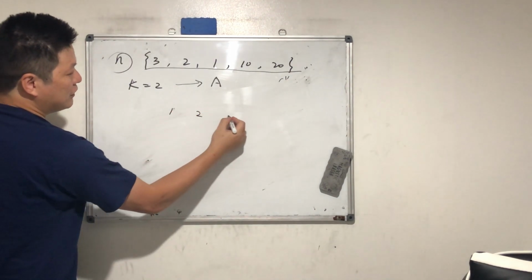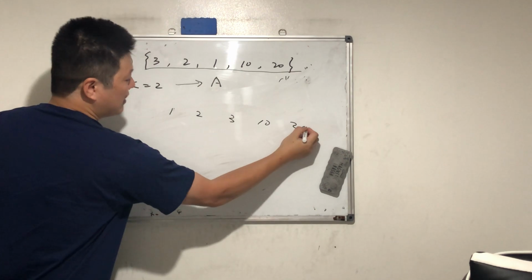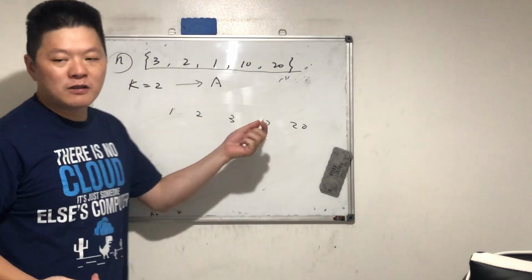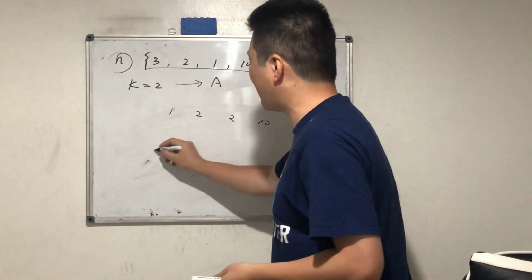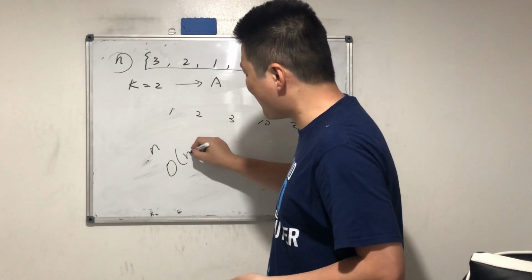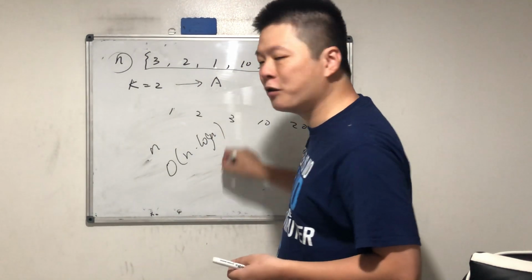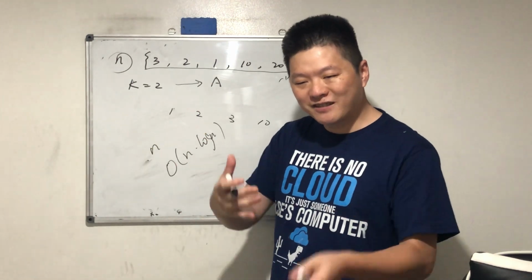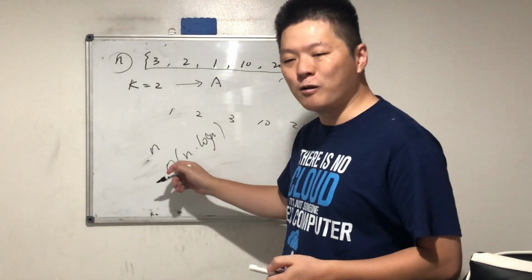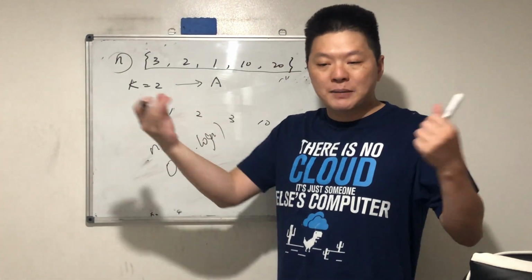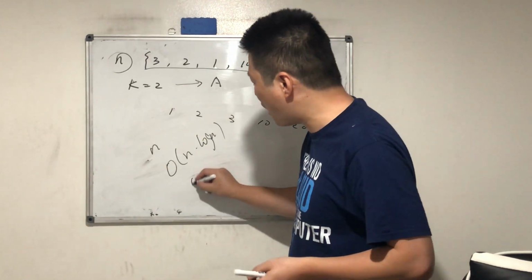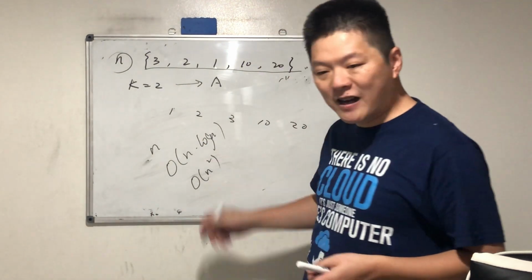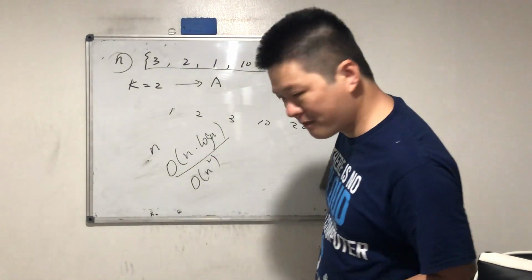1, 2, 3, 10, 20. If we saw the numbers, what's the time complexity if there are n numbers? O(n log n). We can use quick sort or merge sort; those solutions are O(n log n). But if we go for bubble sort, a simple sort, that will be O(n squared). Usually it's O(n log n).